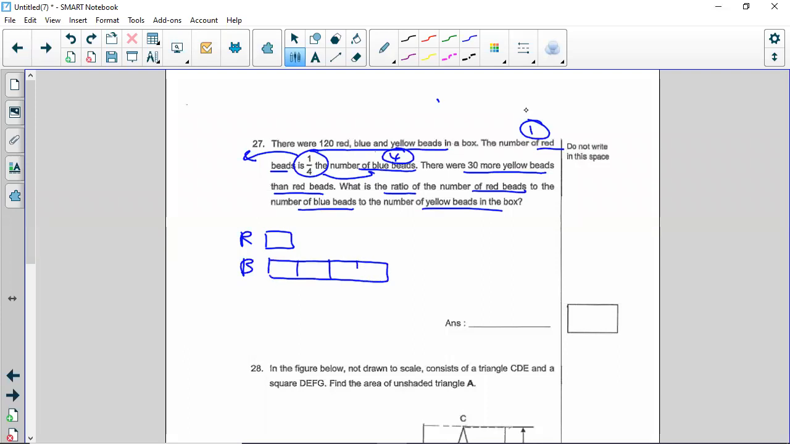Okay, not hard. It's also not hard to draw this problem. There were 30 more yellow than red. Okay, so how do you want to put the yellow? 30 more yellow than red. Is it the longest rectangle or is it what? I don't know. So anyhow draw. It could be the longest rectangle. We are not sure, but it has to be longer than the red. So you just anyhow draw and make sure that the yellow is longer than the red.